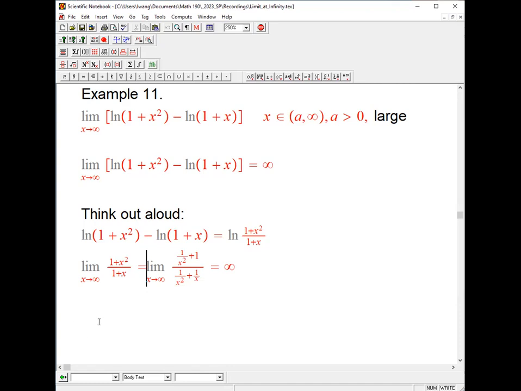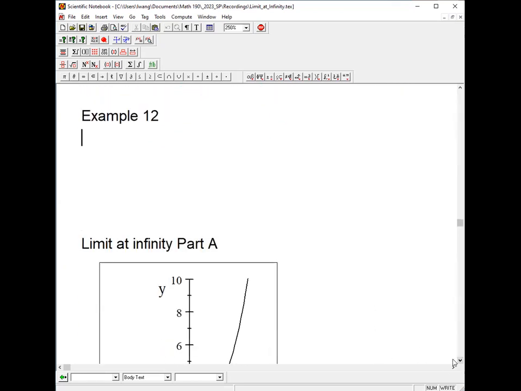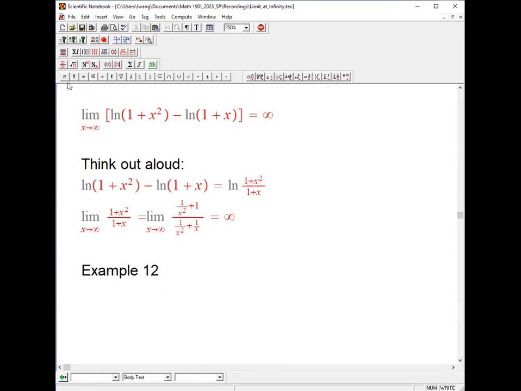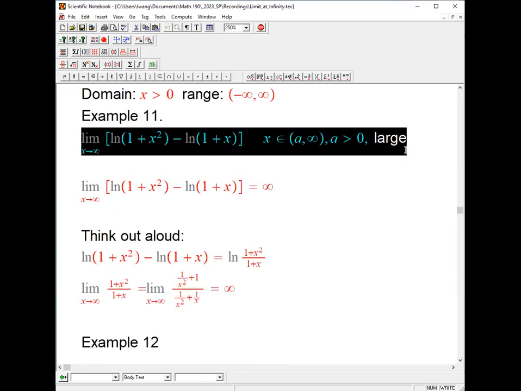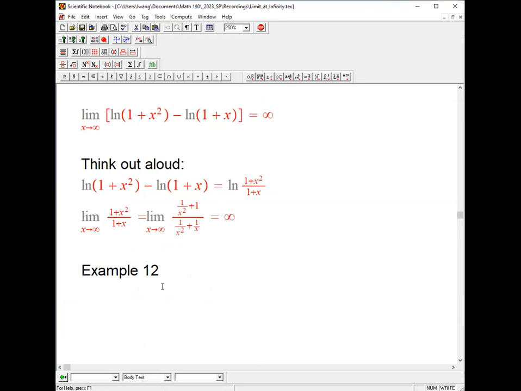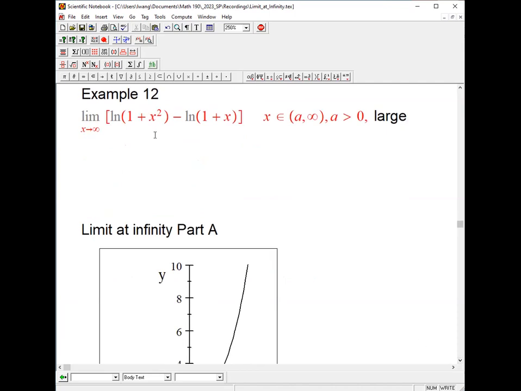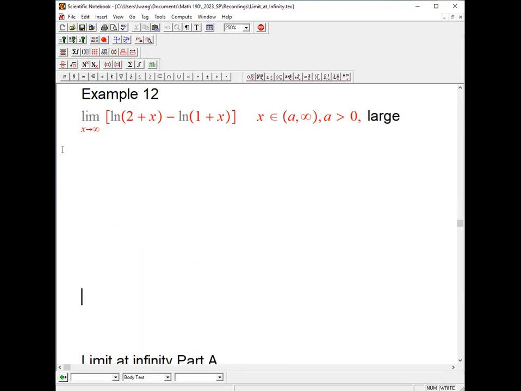The next one, however, okay, let's do one more. Example number 12. And this one is also about logarithm, and the setting is also x approaching positive infinity. The only thing that is different is that the function is slightly different. So this is ln of 2 plus x, minus ln of 1 plus x, as x approaches positive infinity. So it's still the same limit environment.